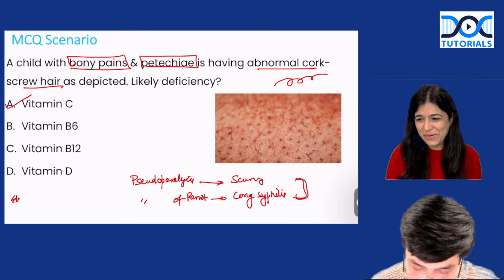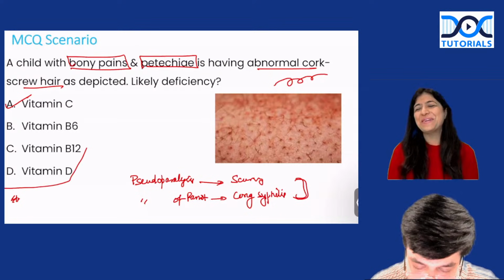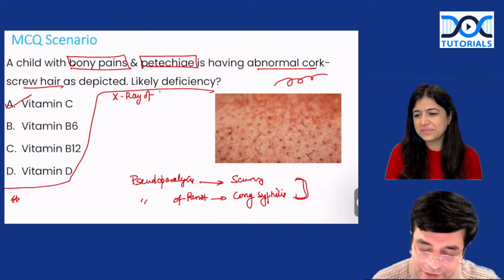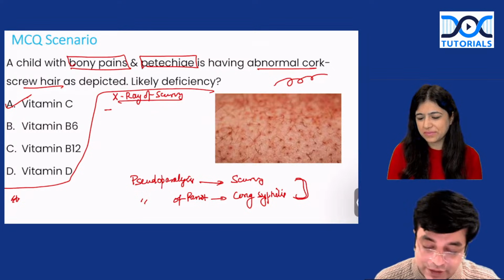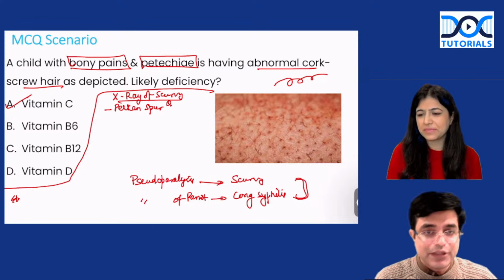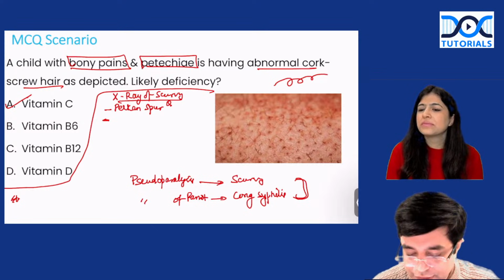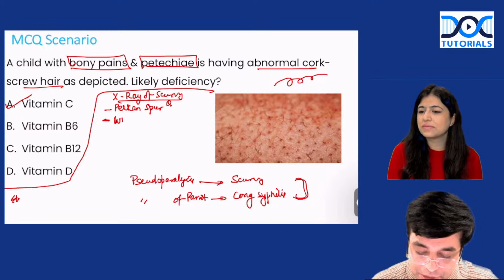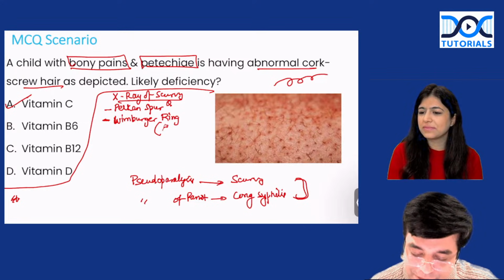Let us try to find some space to write. I'll write it here. In a scurvy patient, whenever you are looking at the X-ray features of scurvy, you will find manifestations like, first of all, Pelkan spur formation. Pelkan spur is a one-liner which has been asked in NEET PG, number one. Number two, these patients will have a ring-shaped epiphysis. We call it the Wimberger ring sign.